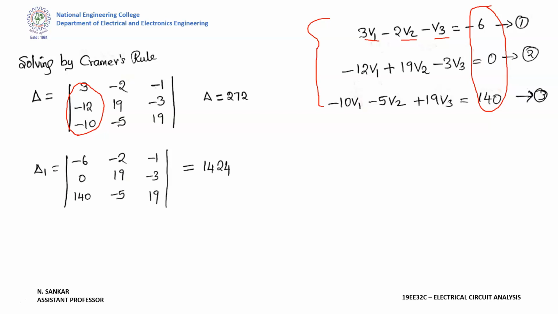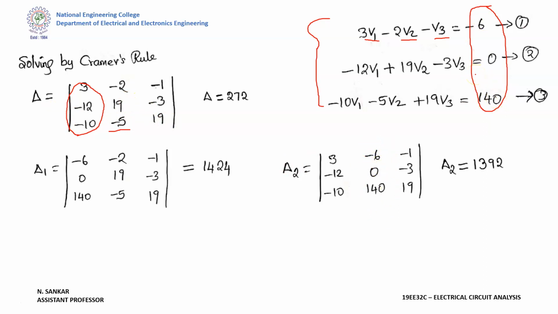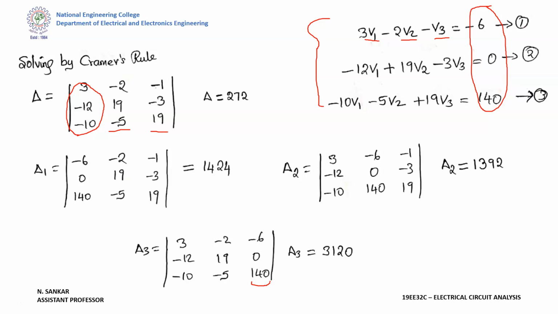Similarly, if you replace the second column of your del by the constant values, then it will be del 2. So you can see the first column and third column are same as del. So the second column alone is replaced by the constant values. So the value is equal to 1392. Similarly for del 3, you have to replace the third column alone with the help of these constants. So the third column alone is replaced here: minus 6, 0, 140. So the determinant value is 3120.